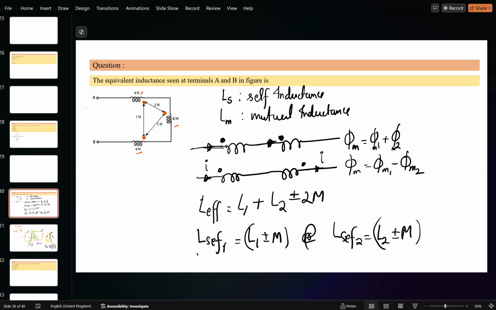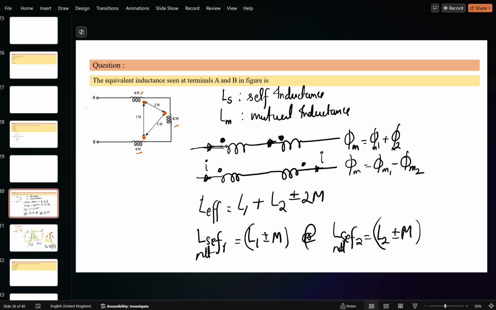This is the net self of the two inductances with the mutual as well. If the leakage is also there, you should subtract. Getting my point? When the fluxes are getting added up, the mutual inductance will come into the positive part. When they are reducing each other, then it will come into the negative part.